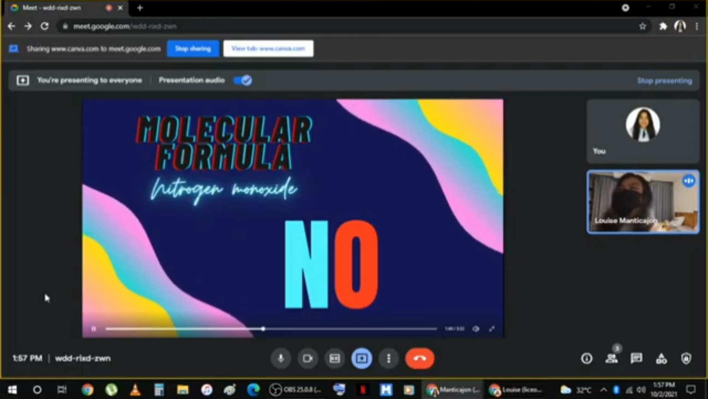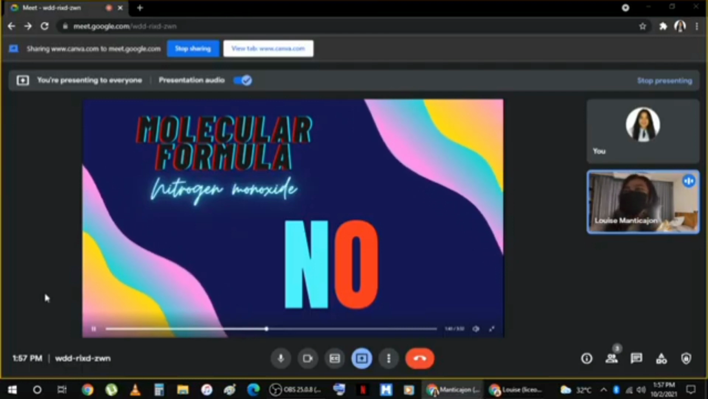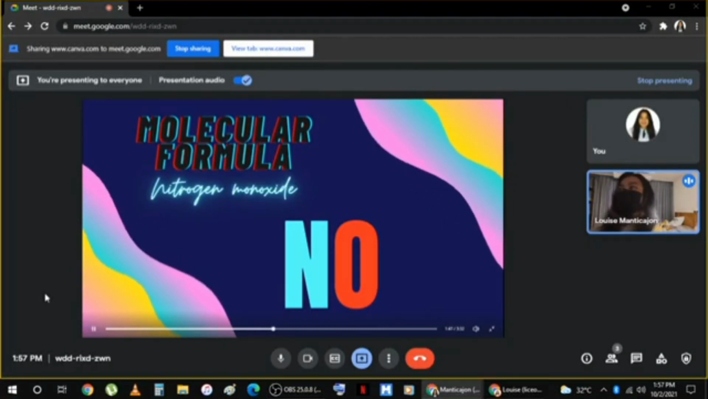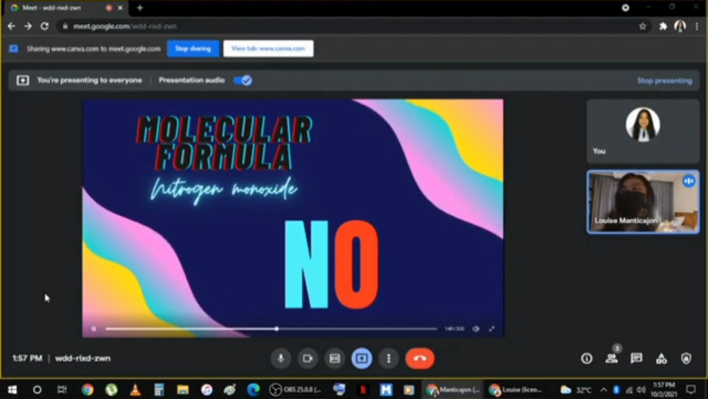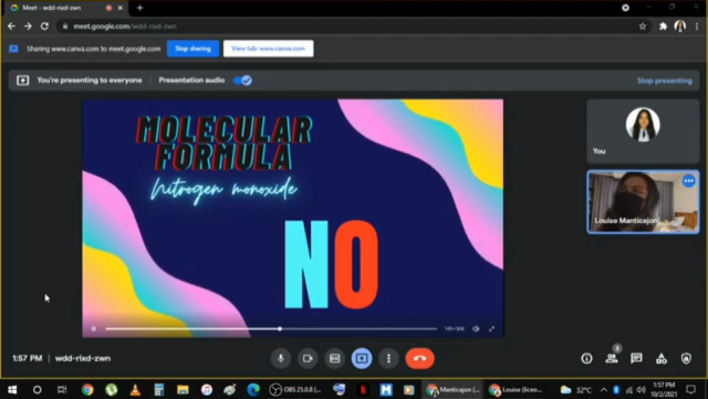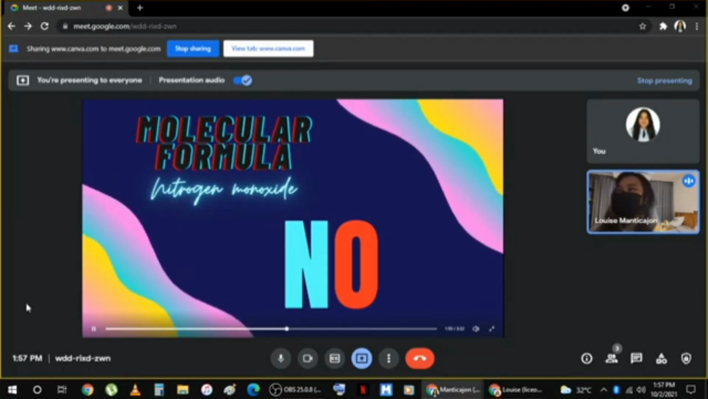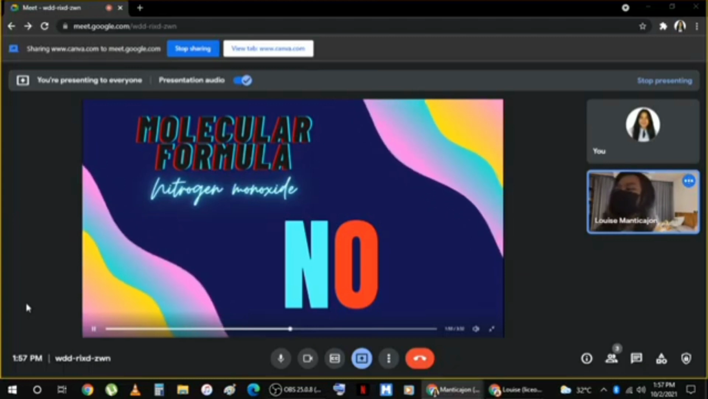Now, how do we write the molecular formula? Since nitrogen monoxide only has one molecular compound, we only need to copy the structural formula of nitrogen monoxide, which is NO, which makes its molecular formula also NO.